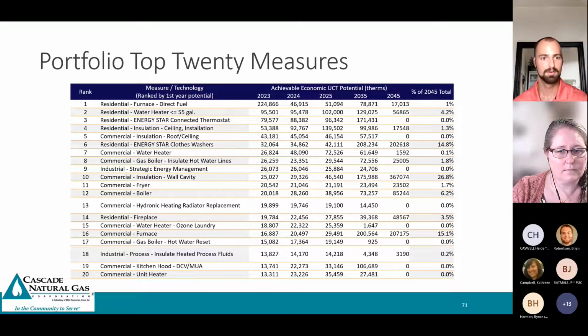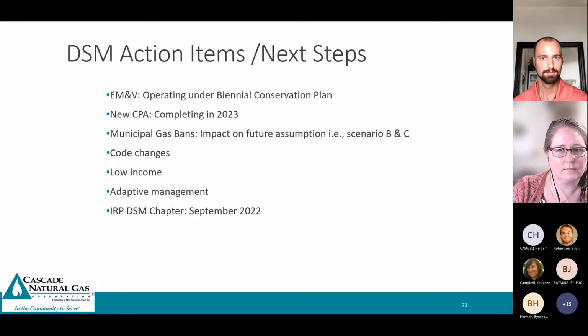And on the next slide here, if there's no questions about those scenarios, a couple of highlights that Monica can share about our next steps and action items.